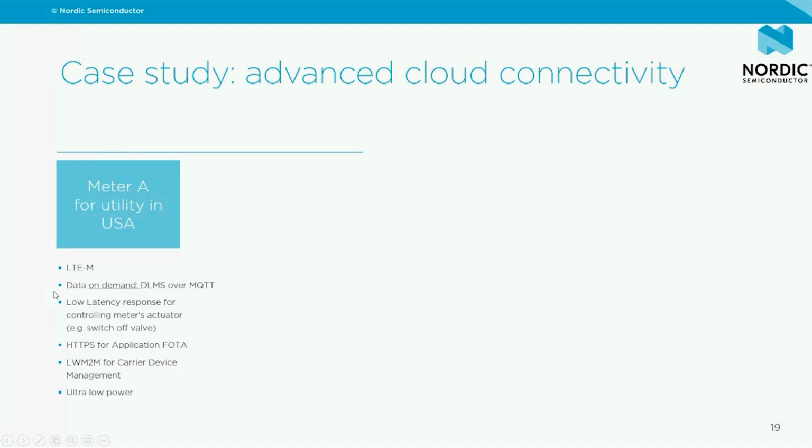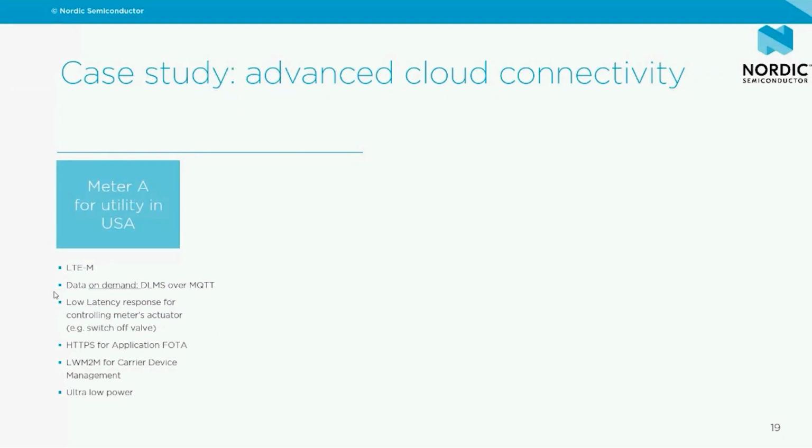Using a lot of data, so basically data on demand from the cloud side, running DLMS protocol over MQTT, so a fairly data intensive application. This is a really low latency application, so it's really important to also be able to control an actuator combined with the meter. As you may know, there are regions in the world such as California and Japan where, due to risk of earthquake, for example, it's critical to be able to understand if there's a gas leak and then be able to very quickly turn off parts of the gas infrastructure.